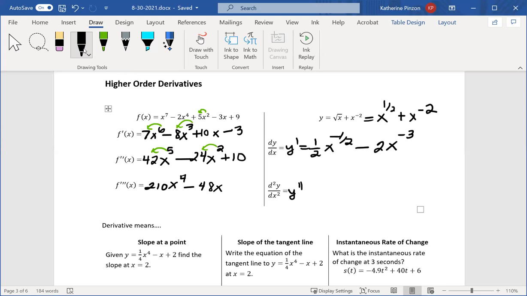Okay, let's try again. I'm going to bring the power in front. So I'm doing 1/2 times -1/2 gives me -1/4 x to the -1/2 minus 1. Put it in your calculator if you don't know it. -1/2 minus 1, what was it? 3/2. Good. Okay, now I'm bringing this one in front. -2 times -3 makes positive 6, x to the -3 minus 1, -4.